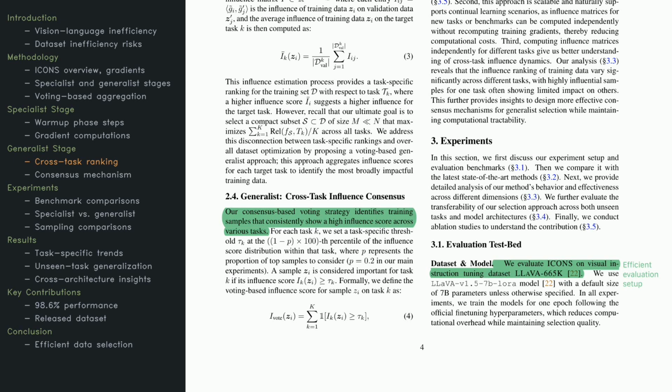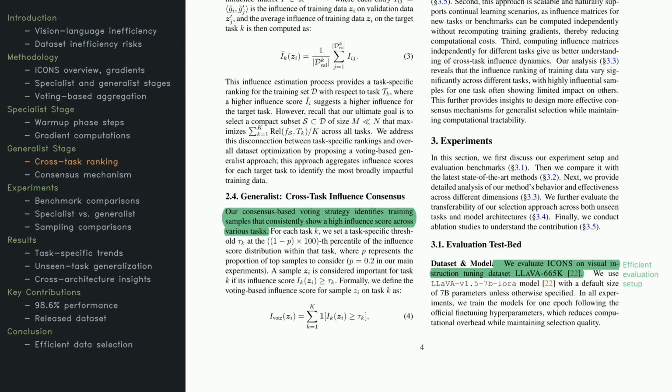Continuing on the theme of ranking and selection, this section dives into how Icons uses a voting-based strategy. Each task picks its most influential samples, and then Icons aggregates those choices to find data that's consistently strong across tasks. By not focusing on just one benchmark, Icons maintains broader capabilities.